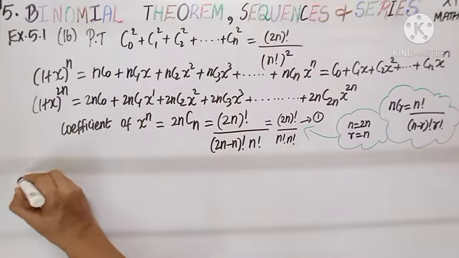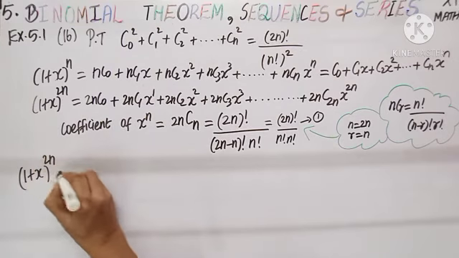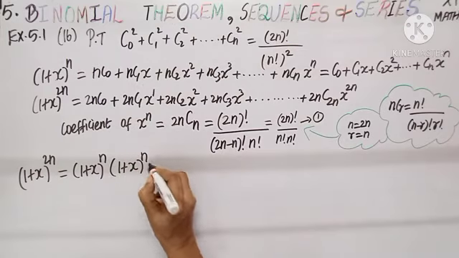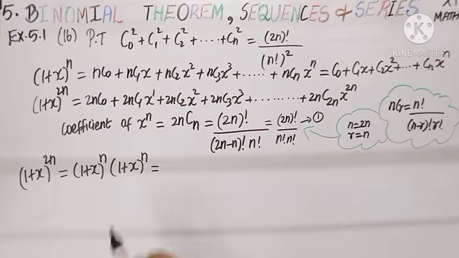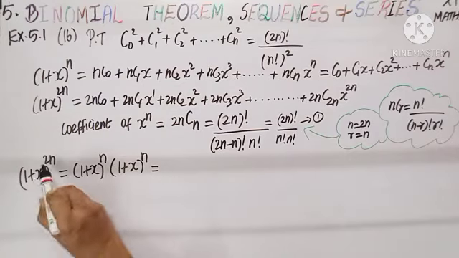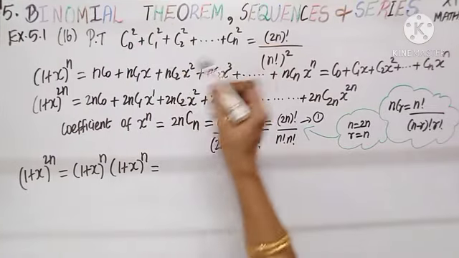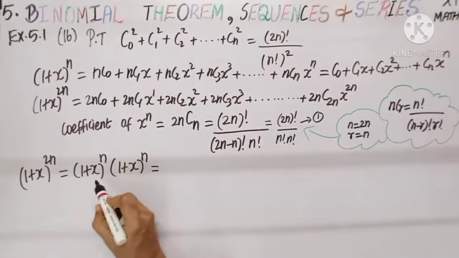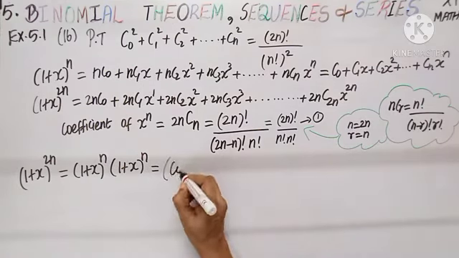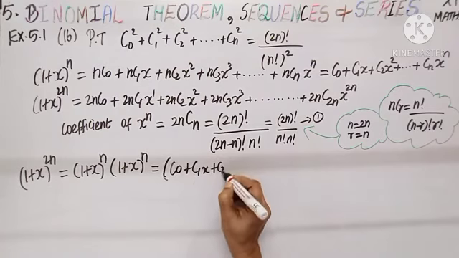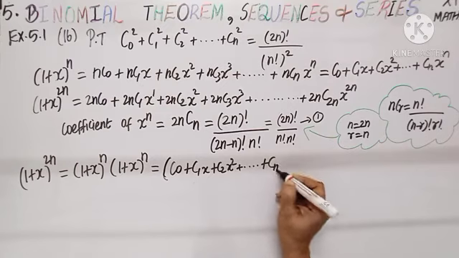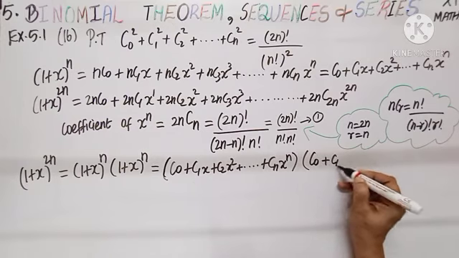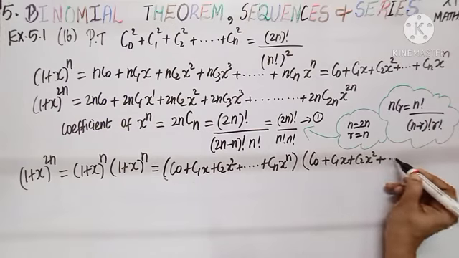Now 1 plus x the whole power 2n can also be written as 1 plus x power n into 1 plus x power n. Can I write it? Because n plus n is 2n. I want squares, so I need to multiply this again and again. How shall I multiply? What is 1 plus x power n from here? C0, C1 x, C2 x square and so on, Cn x power n. What is 1 plus x power n? Again repeat it. C0, C1 x, C2 x square and so on.